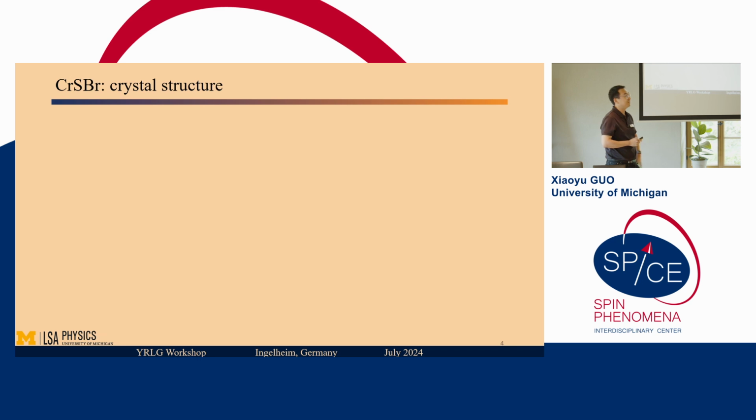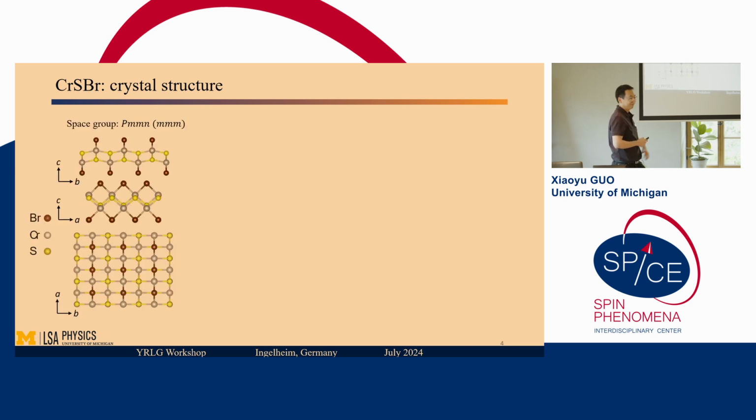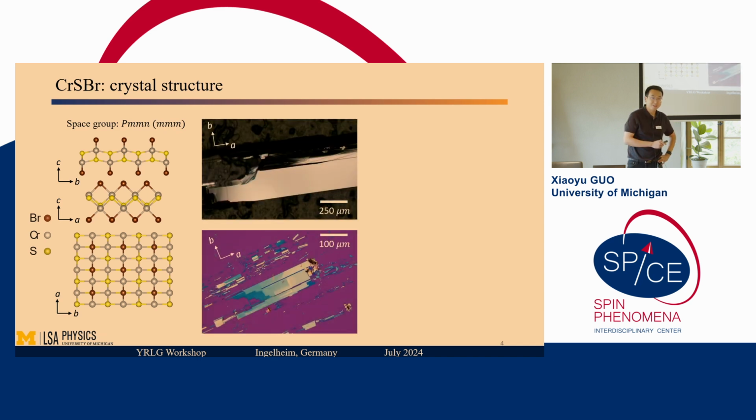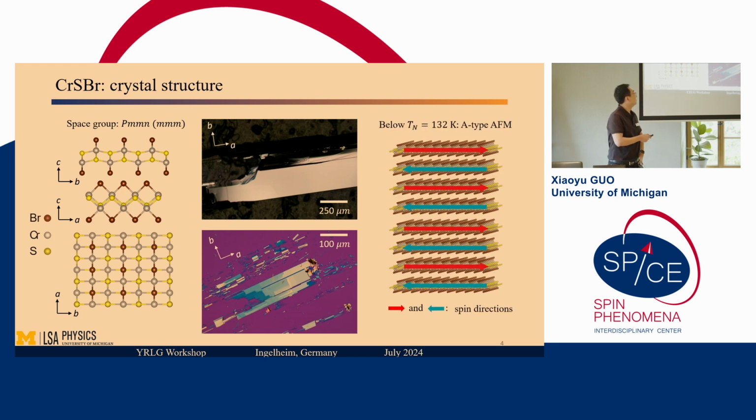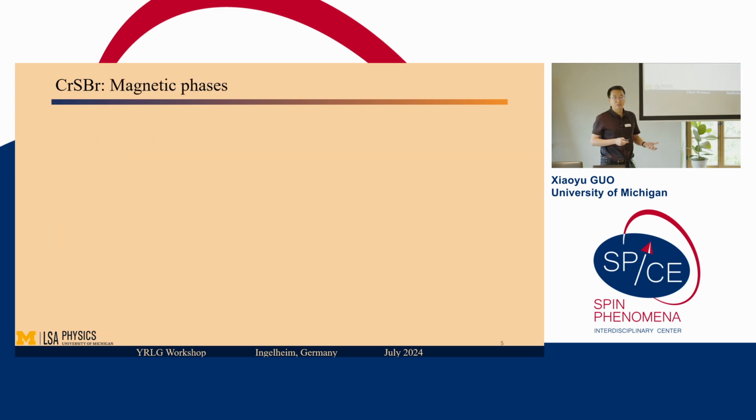So, a quick introduction of CrSBr. It has a Hornbeck lattice structure, space group Pmmn, point group mmm, with needle-like shaped samples: the a-axis is very, very long and the b-axis very, very short. It develops A-type antiferromagnetism in plane at a bulk Néel temperature of 132 Kelvin. It actually shows a richer phase diagram.